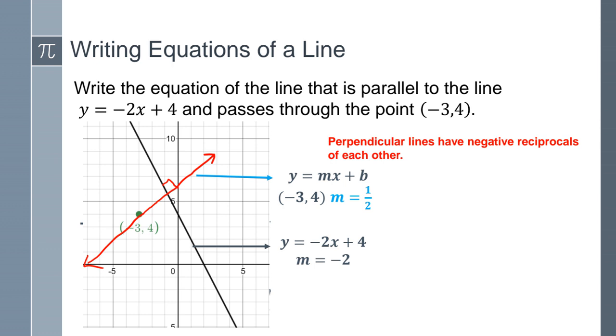Which means if my slope was negative 2, the opposite sign will be positive 2. And then the reciprocal will be 1/2, because 2 is the same thing as 2 over 1, and if you use a reciprocal, all you do is flip them. So it's going to give us positive 1/2. So now I have the point, I have my slope.